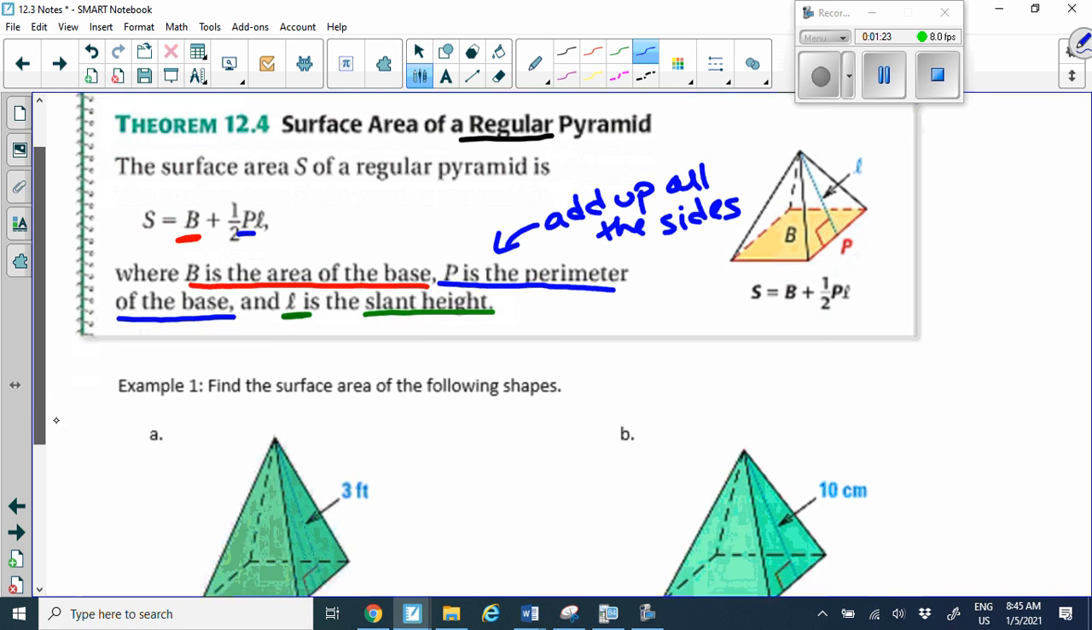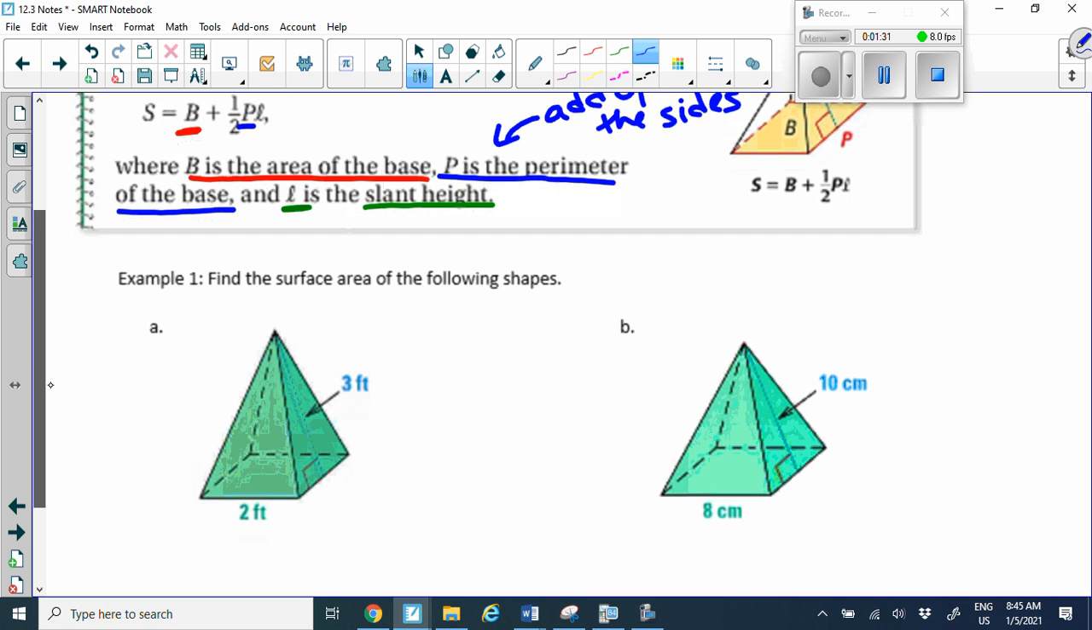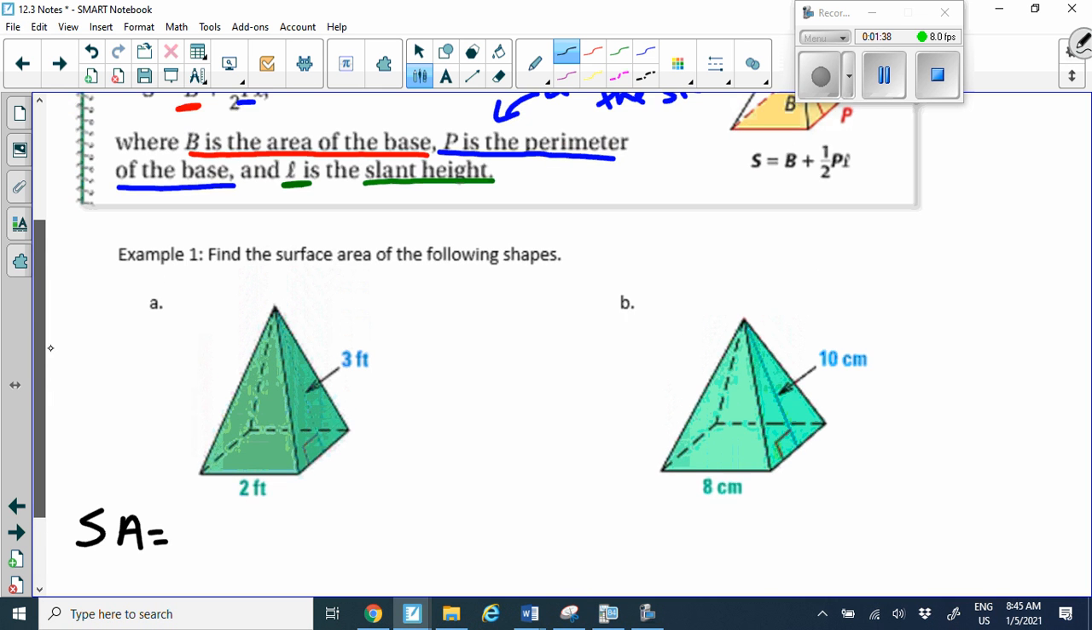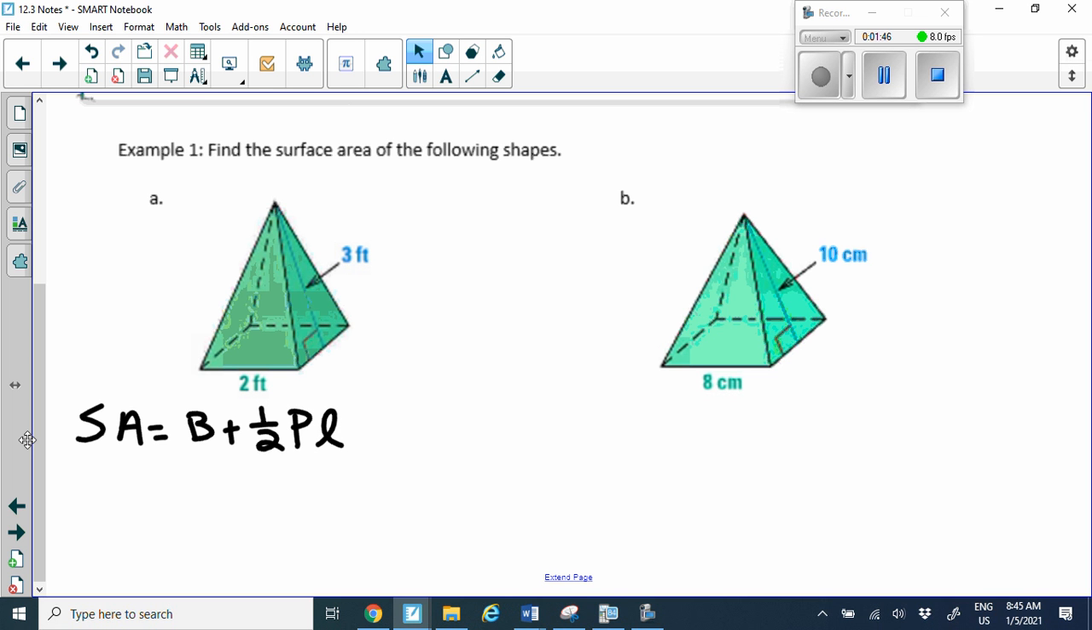So let's go ahead and apply that to some of these examples. Okay, we're going to find the surface area of the following shapes. These are our regular pyramids, so we're going to be using that formula. So we have SA equals our base plus 1/2 P times the L.